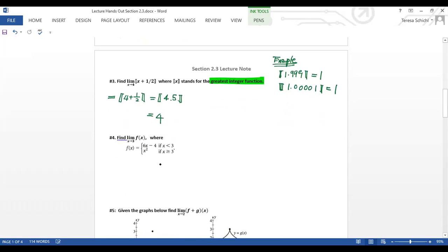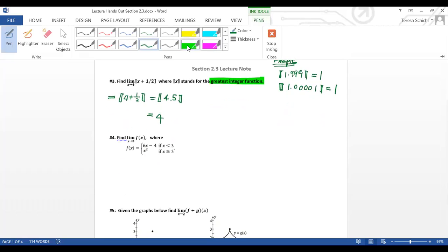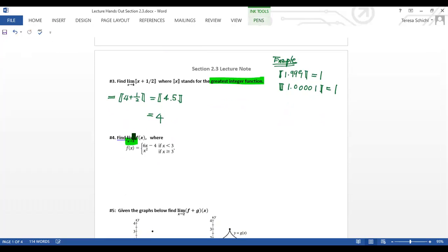The next one here is: find the limit as x approaches 3 of f of x. And in here, this is the piecewise function, and the break is at 3. So for these problems, how do we do that? Remember from the previous lectures, if a limit exists, we need to go through the left-hand side limit and the right-hand side limit, right? So let's take a look at x approaching 3.